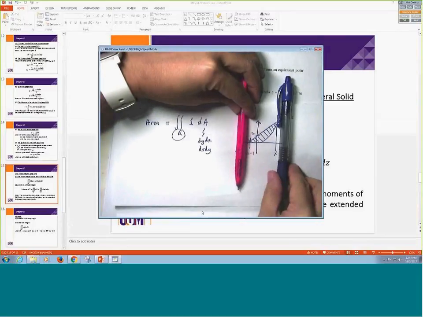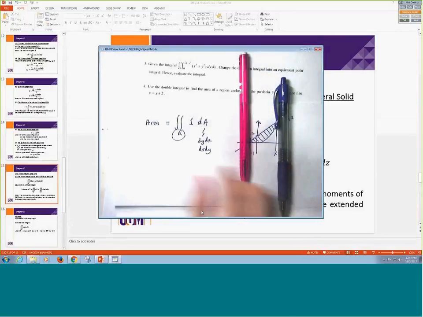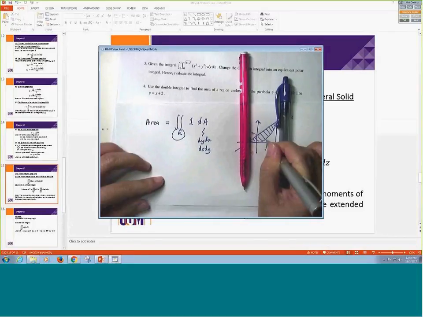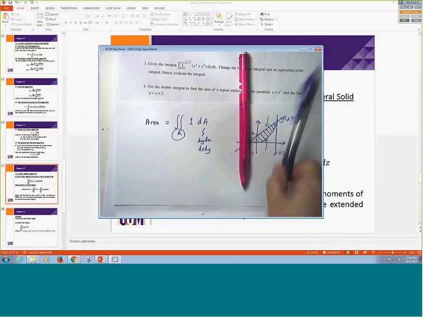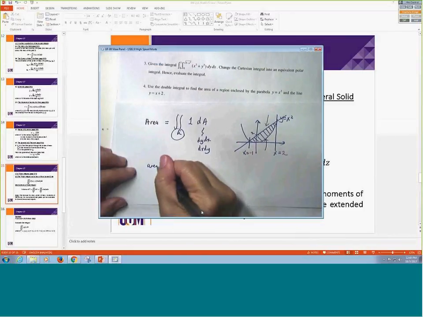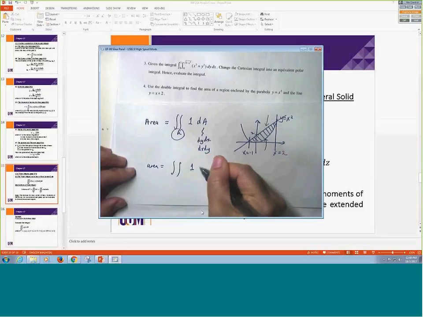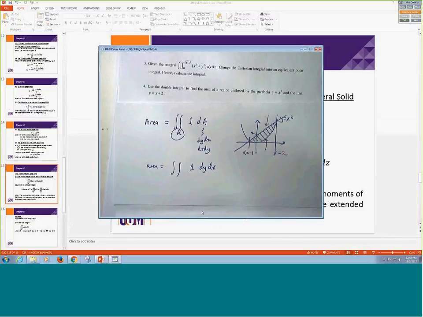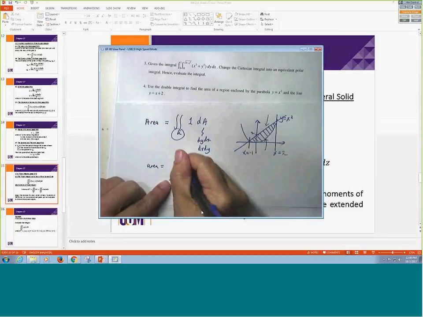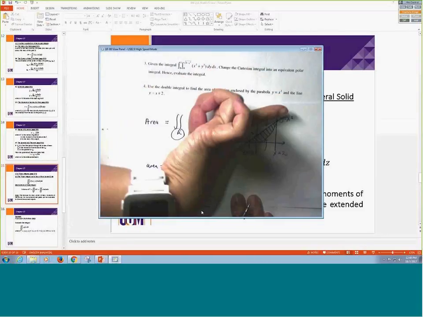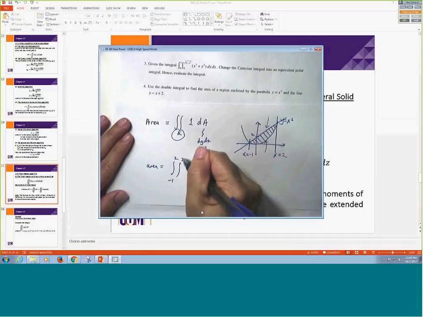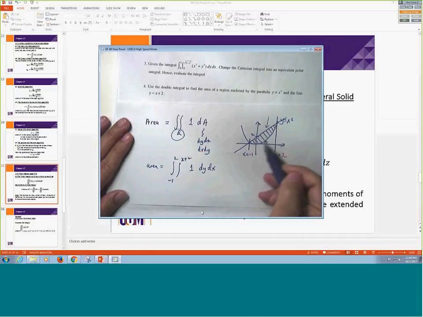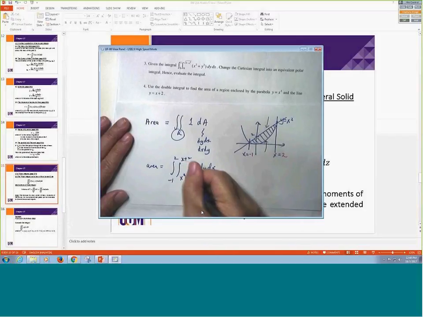So your y will be, the lower limit of integration and the upper one is this. So the area equals the double integral of 1. I would like to use dy dx, type 1. x from negative 1 to 2. The upper y is the line y equals x plus 2, and the lower one is the curve y equals x squared. So just simply solve this and get the answer.